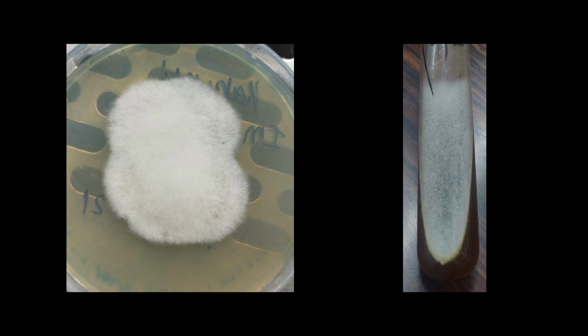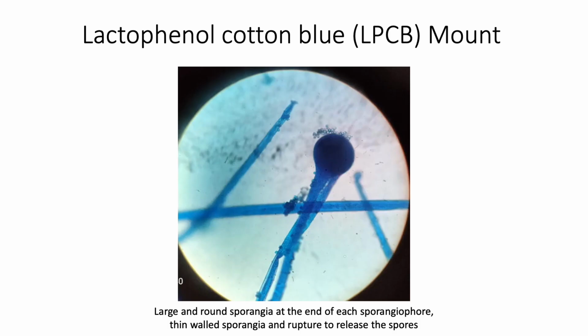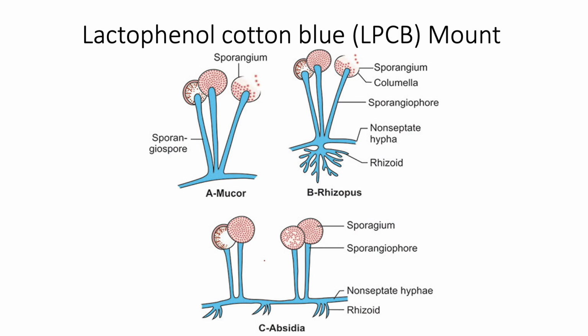These fluffy colonies could be cottony white or greyish black due to their spore formation and have salt and pepper appearance. Further confirmation of species may be done by the lactophenol cotton blue preparation. Large and round sporangia are seen at the end of each branched sporangiophore. The sporangia are thin-walled and rupture to release the spores. Mucor doesn't show presence of rhizoids and can be used to differentiate it from Rhizopus and Absidia.